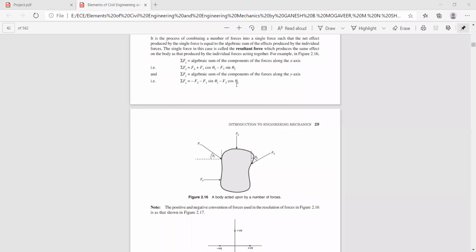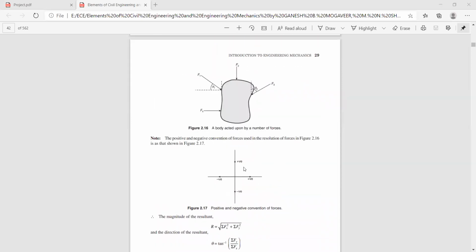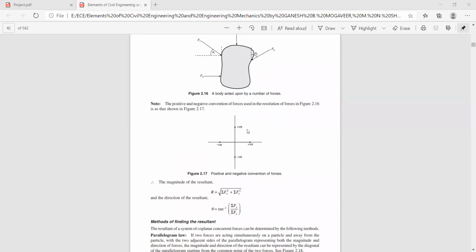So you can take the algebraic sum of the components of the forces along the x-axis, and also you can find the algebraic sum of the components of forces along the y-axis. Here we have used the resolution of force concept in order to find sigma F of x and sigma F of y. Now let us look at this. This is a very important concept.